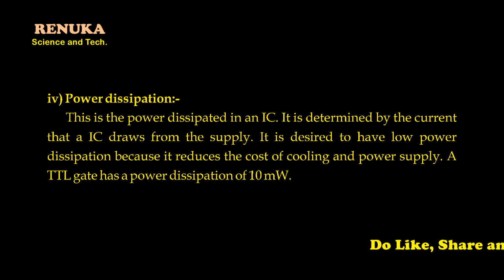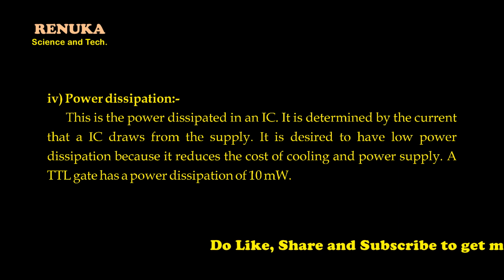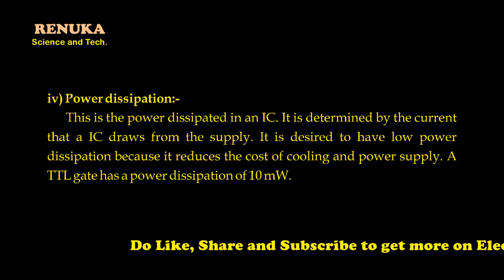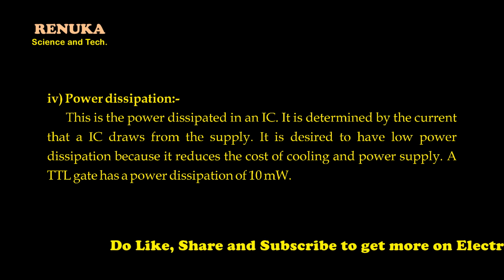It is determined by the current that the IC draws from the supply. So current multiplied by the voltage level gives the power dissipation. It is desired to have lower power dissipation because it reduces the cost of cooling and the cost of the power supply. So power dissipation is a very important parameter or characteristic in digital ICs.